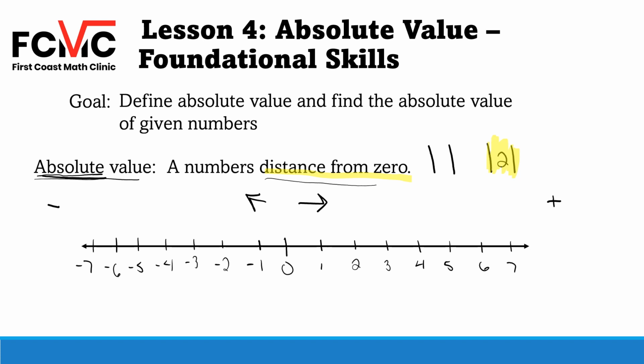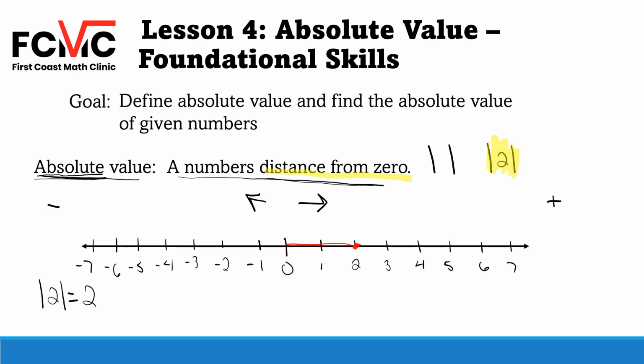So let's figure this out. I'm going to rewrite this down here. So our absolute value of 2. Well, what we're basically saying is, if absolute value is a number's distance from 0, how far is 2 away from 0? So let's do this on our number line. Well, 2 is right here. How far is 2 from 0? It's 1, 2 units. So we're going to come up with a specific rule to figure out what our absolute value is. So 2 is going to be 2 units away from 0.